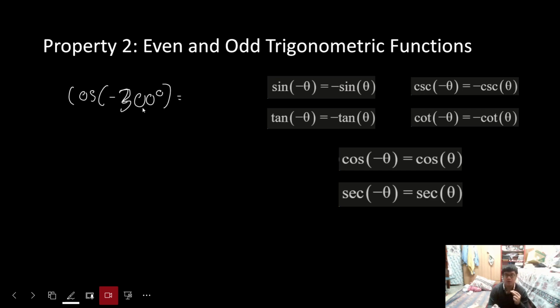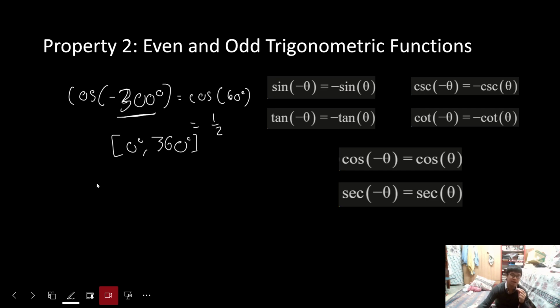If you're going to get its coterminal angles, and then you, actually, yeah, you know what? Let me just do it there, okay? If you're going to get the coterminal angle of negative 300 degrees between 0 degrees and 360 degrees, you will have cosine of 60 degrees. Okay, you'll have cosine of 60 degrees. All right, and cosine of 60 degrees is just simply 1/2.